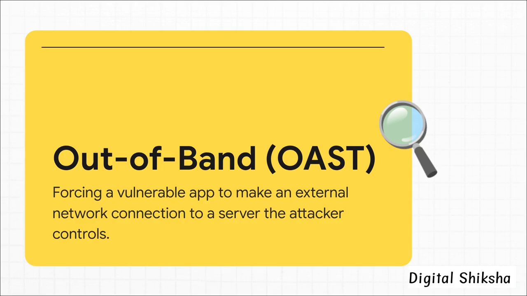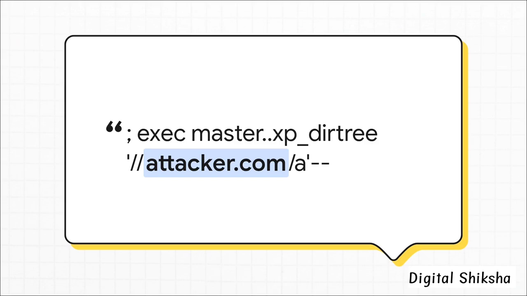It's kind of like forcing the database to phone a friend. And the crucial part is, that friend is a server controlled by the attacker. They aren't waiting for a signal anymore. They are forcing the database to send one out. An attacker can inject a command like this one, which forces the database to make a network request, like a simple DNS lookup, to a web address the attacker owns. The second their server gets that ping, they know they have control.